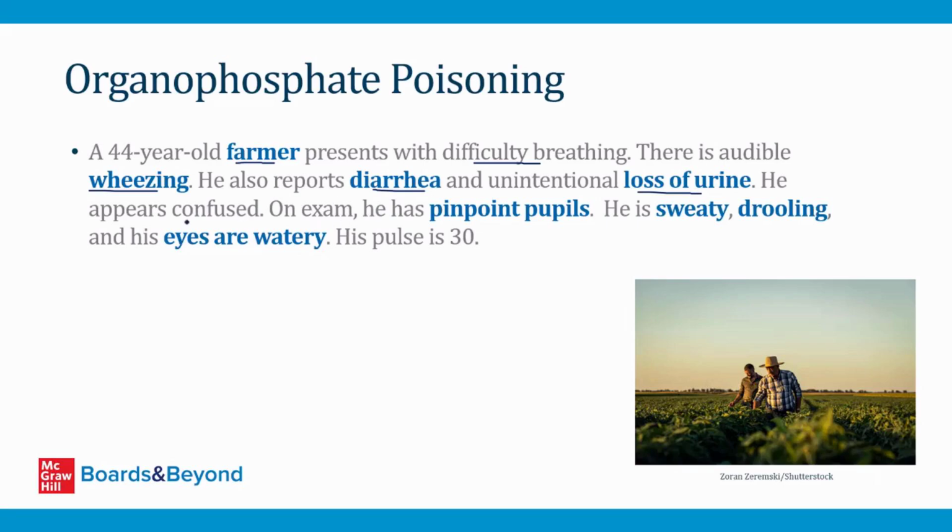Then they tell you that he's confused. This is from central nervous system effects. On exam, he has pinpoint pupils. He's sweating, he's drooling, and his eyes are watery, and he's bradycardic with a pulse of 30. So learn to recognize this presentation right here, classic presentation of organophosphate poisoning and a cholinergic toxidrome.